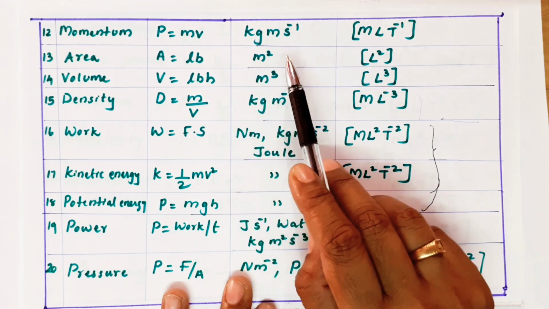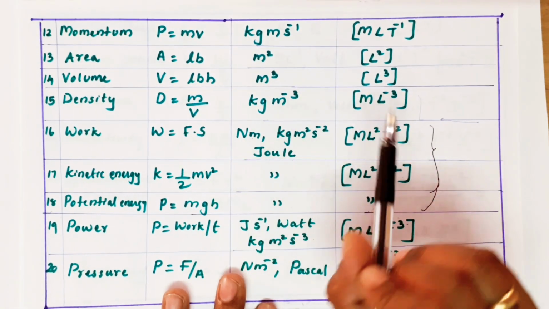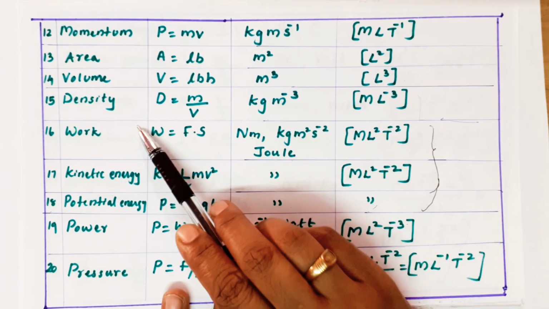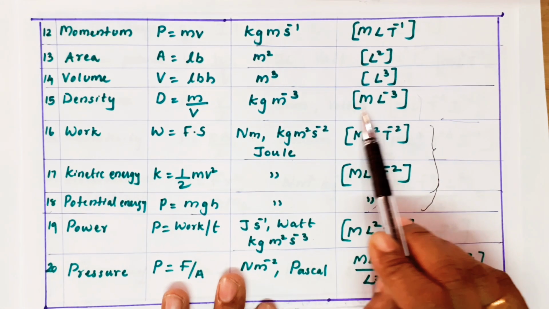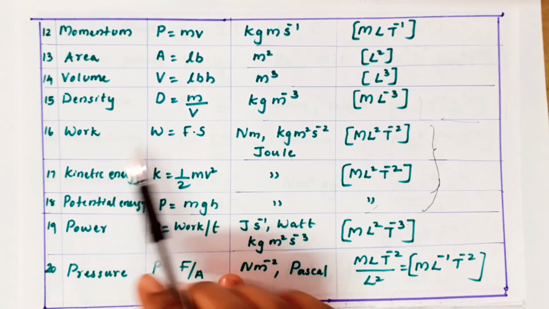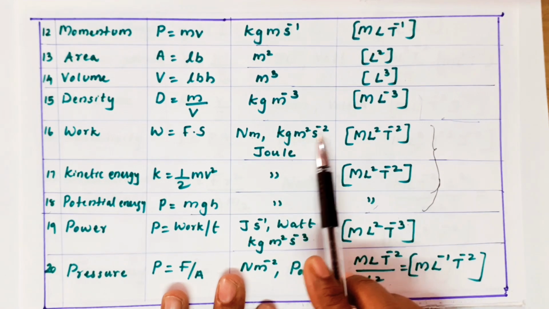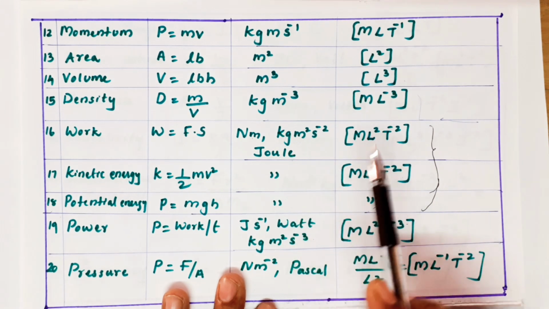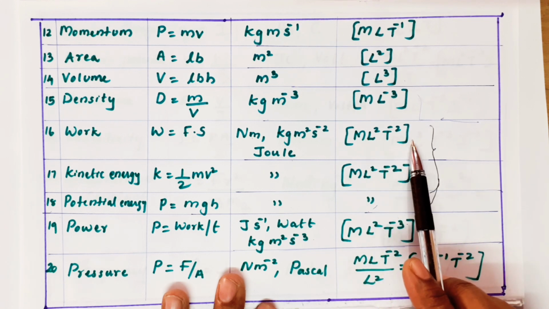Area, length into breadth, meter square, L square. Volume, L into B into H, meter cube, L cube. Density, mass by volume, kilogram meter power minus 3, ML minus 3. Work, force into displacement, Newton meter, kg meter square second minus 2, or joule. Dimension is ML square T minus 2.